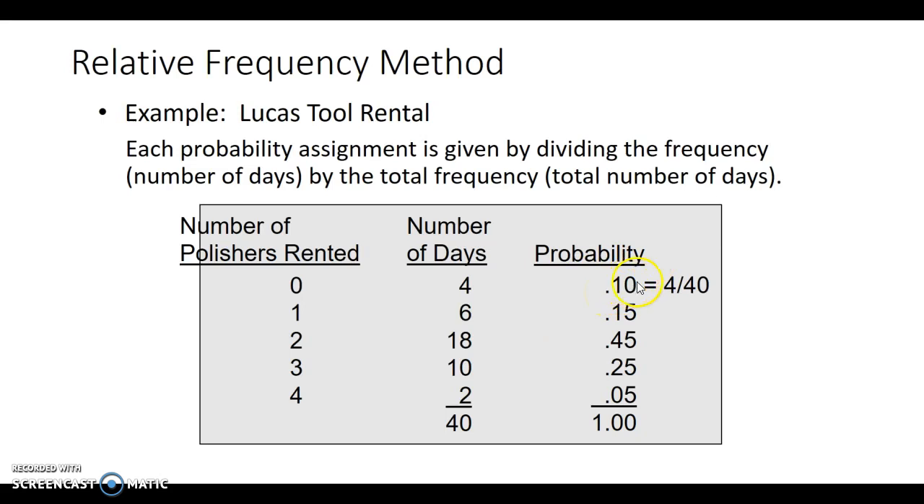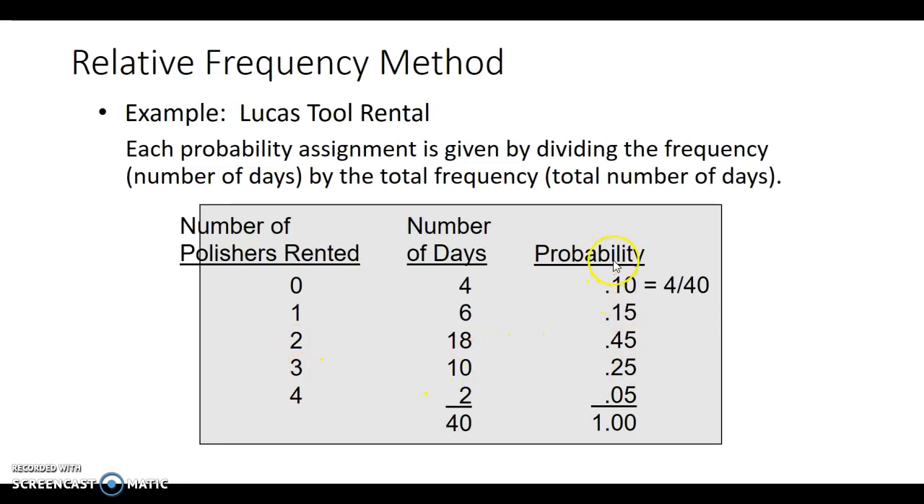Remember, if you take a decimal, multiply it by 100%, that'll give you the percentage. 0.1 times 100% is 10%. The probability that 1 polisher will be rented is the number of days that 1 polisher was rented, 6, divided by the total number of days, the total frequency, 40. 6 over 40 is 0.15. 18 over 40, 0.45. There's a 0.45 probability or a 45% probability that 2 polishers will be rented, and so on.